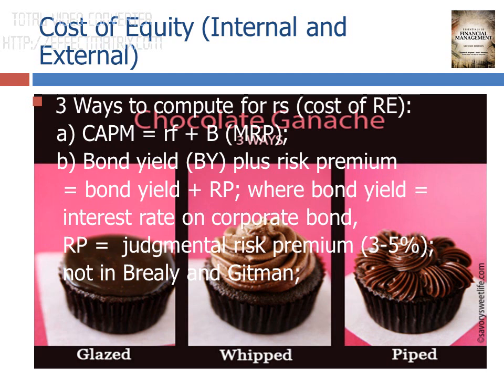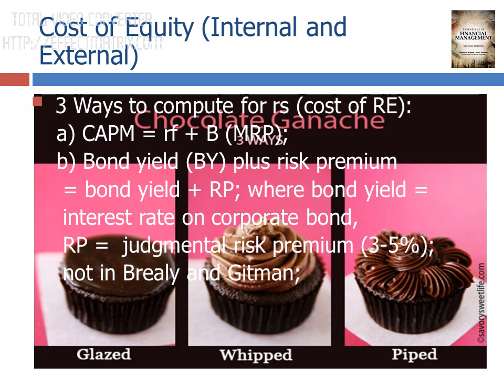The next is the bond yield plus risk premium method. The formula is the bond yield plus risk premium. Bond yield is the interest rate on the corporate bond. If you're a bondholder, you will buy the bond of a corporation. The interest rate that you'll be earning there is the bond yield. And in chapter 6, we can compute this by getting the quoted interest rate on a corporate bond: the inflation premium plus the real risk-free rate of return plus the three other premiums: maturity risk premium, default premium, and liquidity premium.